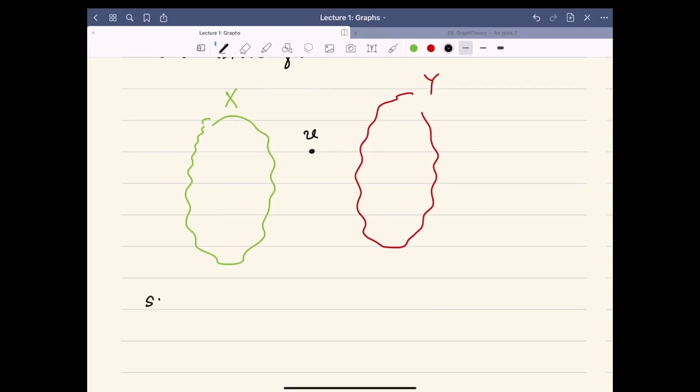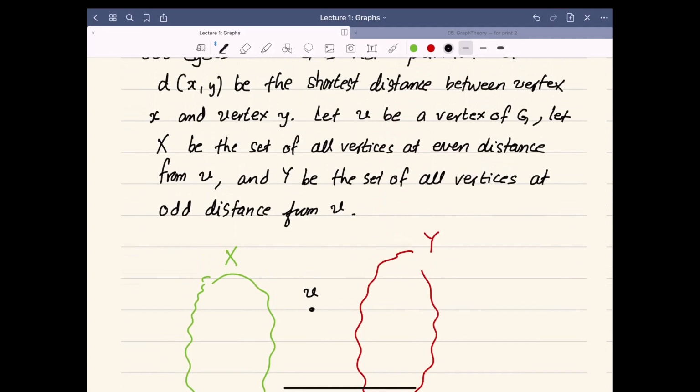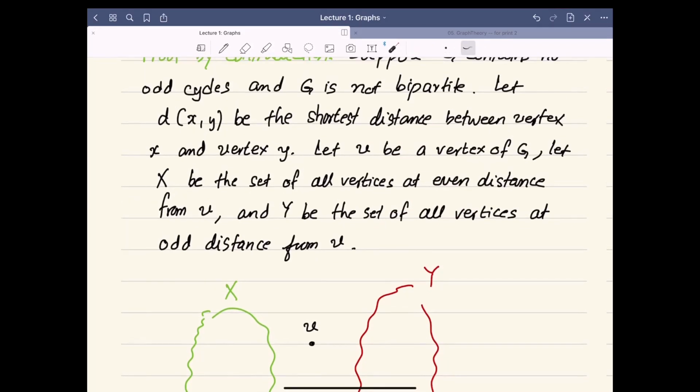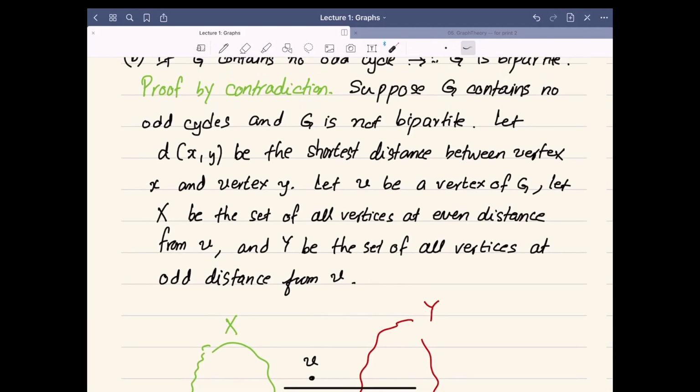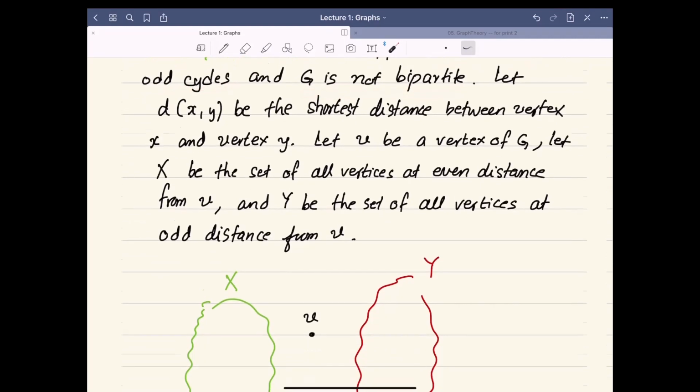Since G is not bipartite. And from where did we get this information? If you go back to the beginning of the contradiction statement, it says suppose G contains no odd cycle and G is not bipartite. See, it says that G is not bipartite.